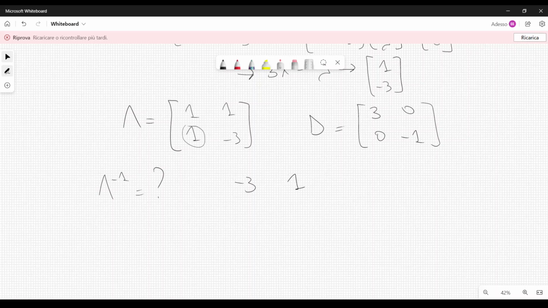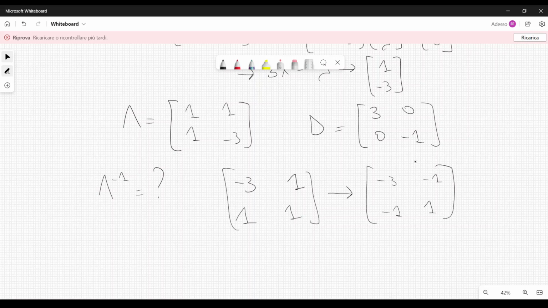Something similar for this element here. So we cancel this column and this row, and we will be left with this element. So I will put 1 here. Then we do something similar for this. We cancel this row and this column, and we will be left with this element. So I will have 1. Now what I have to do is change signs to this element and this element here. So I will have -3, -1, -1, 1.